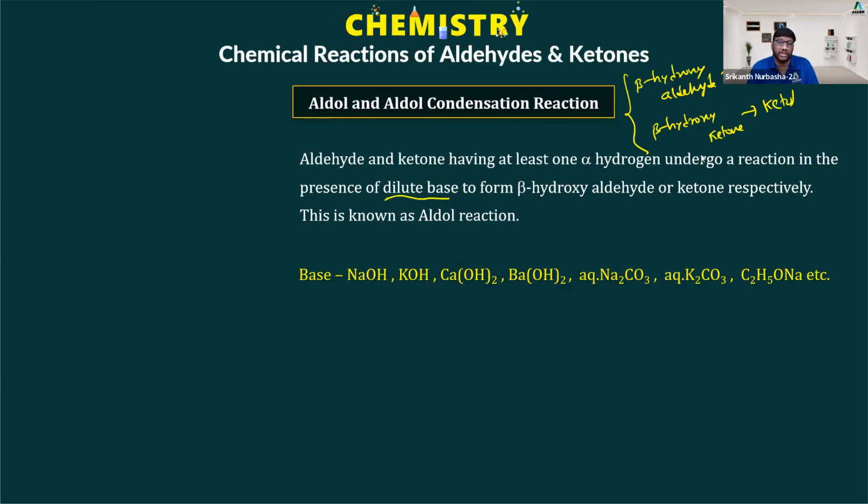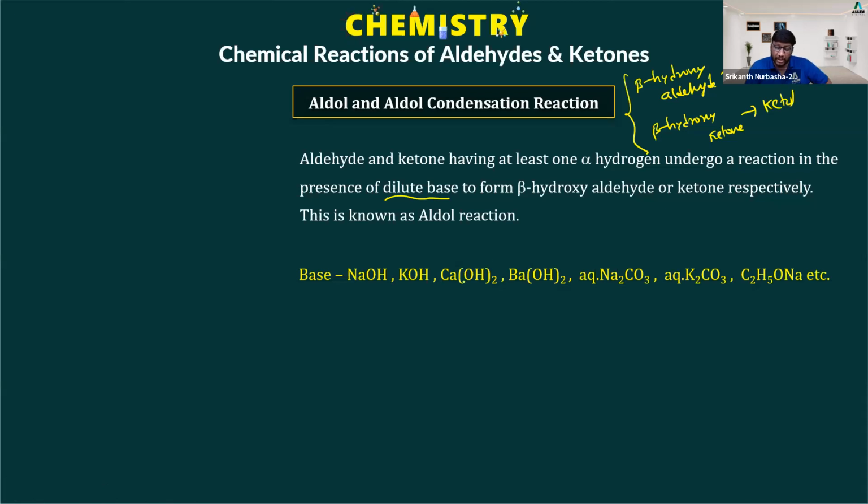How should we do the elimination? The elimination has to be done in such a way that the carbon-carbon double bond you are forming is in resonance with the C=O. That should be in conjugation with the C=O. You don't go with the set of rules and all. The carbon-carbon double bond you are forming has to be in conjugation with C=O.